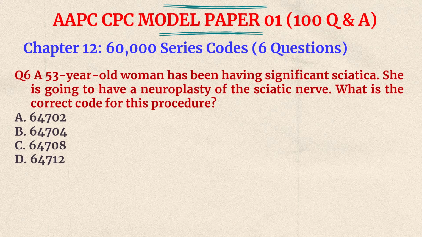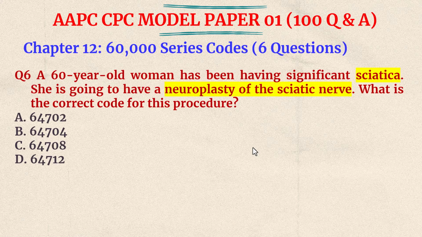The final question of the 60,000 series codes. A 53-year-old woman has been having significant sciatica. She is going to have a neuroplasty of the sciatic nerve. What is the correct code for this procedure? So you can see 64,000 adjacent codes 702, 4, 8 and 12. Please pause the video, take your CPT code book and find the answer. This is a straightforward one.